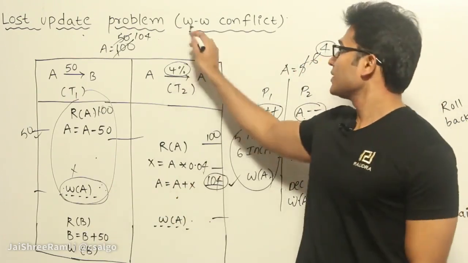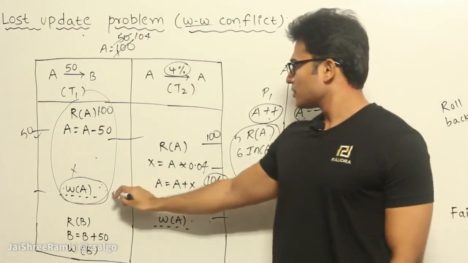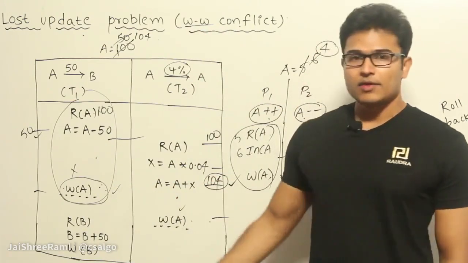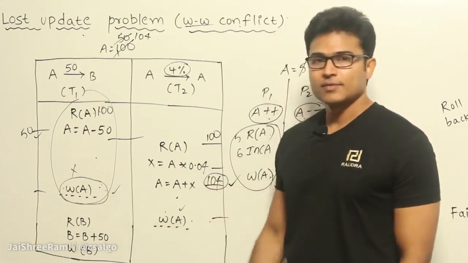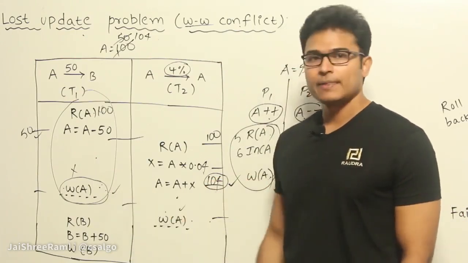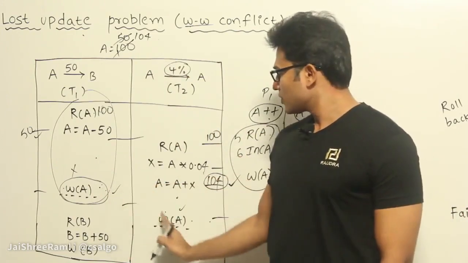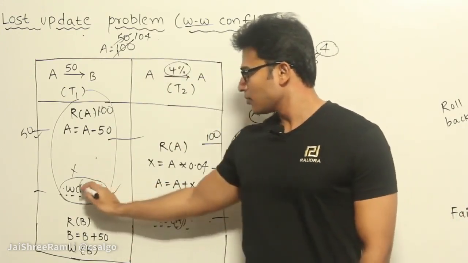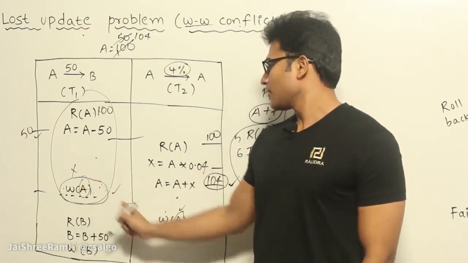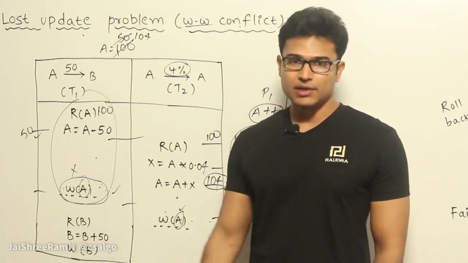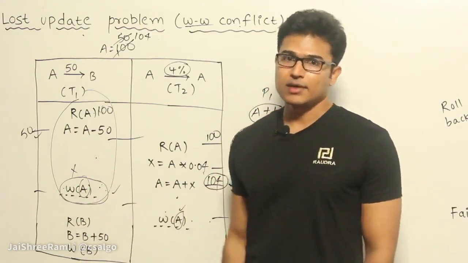This is also called a write-write conflict. Okay, one more name is write-write conflict. Why? Because of these two. Now when will this occur? Whenever you have two writes without any read in the middle. When you have two writes on the same data item, this is also important. When you have two writes on the same data item without any read operation in the middle, then it leads to a write-write conflict.